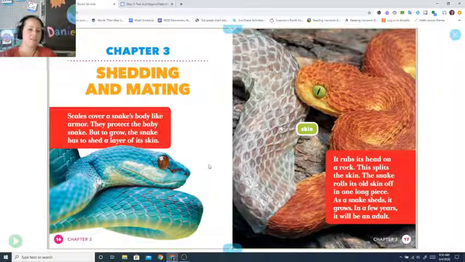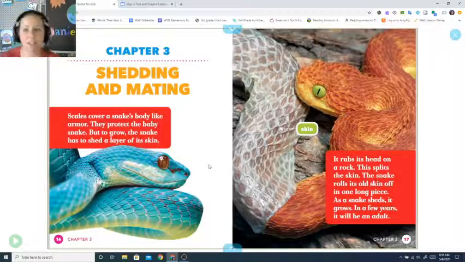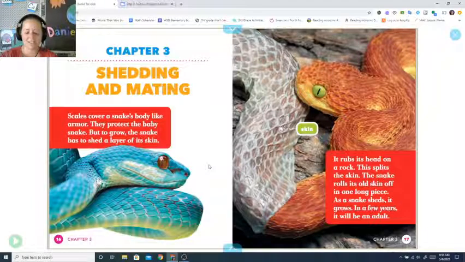All right, so let's read through this. Scales cover a snake's body like armor. They protect the baby snake, but to grow, the snake has to shed a layer of its skin. It rubs its head on a rock. This splits the skin. The snake rolls its old skin off in one long piece. As a snake sheds, it grows. In a few years, it will be an adult. So, I would talk about how it's got the pictures of the snake shedding. It's got the caption. It's got that subtitle. Really cool.